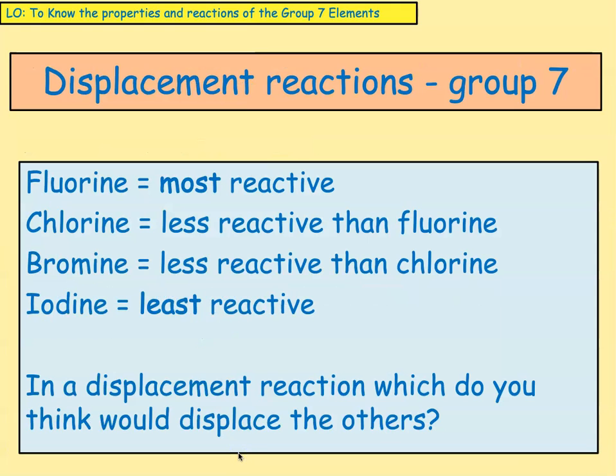Okay, so let's look at it in terms of group 7. So we've already decided that fluorine is the most reactive. Chlorine is the next reactive. Bromine is less reactive than chlorine and obviously less reactive than fluorine. And iodine is the least reactive. So in a displacement reaction, which do you think would displace the others?